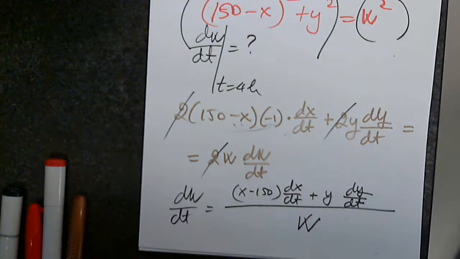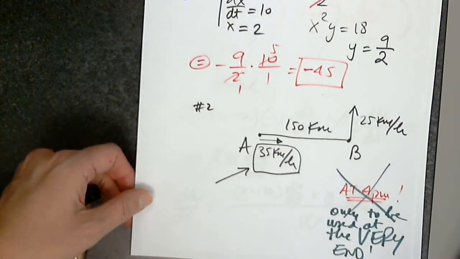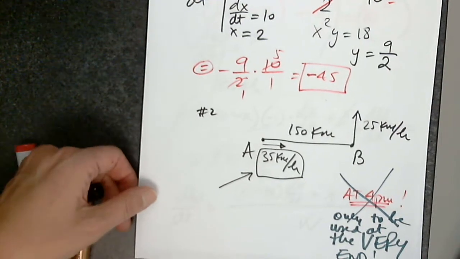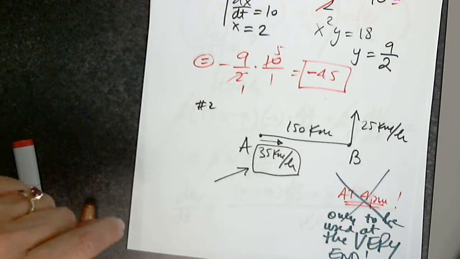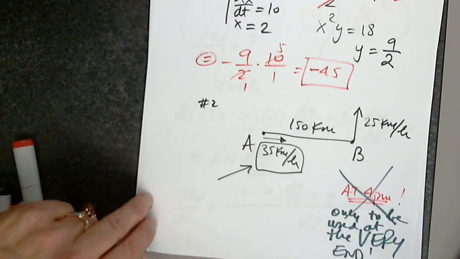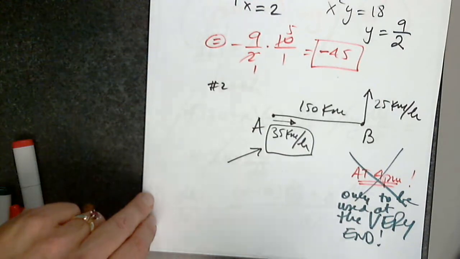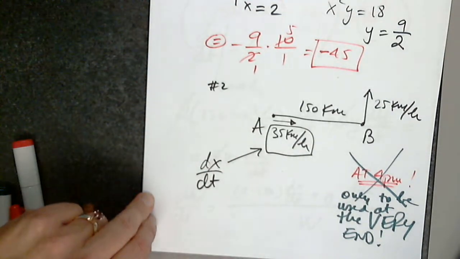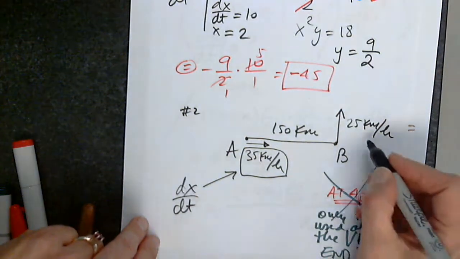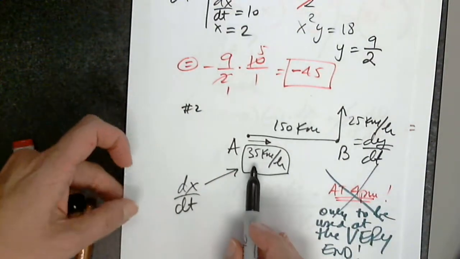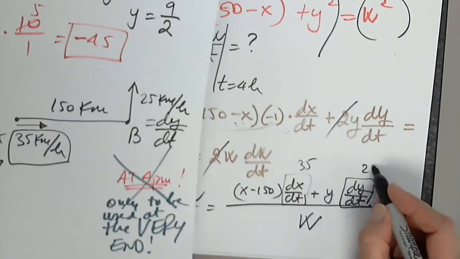So coming back here, what does this represent? It's a rate of change. It cannot be x. I cannot tell you that I drive at 35 kilometers. That would be wrong. So that cannot be the distance. What is 35 kilometers per hour? dx over dt. Thank you, Charlie. Excellent. What is 25 kilometers an hour? dy over dt. Of course. So 35 kilometers per hour is this piece, and 25 kilometers per hour is this piece.